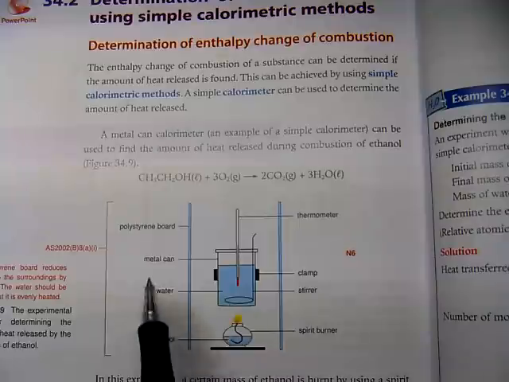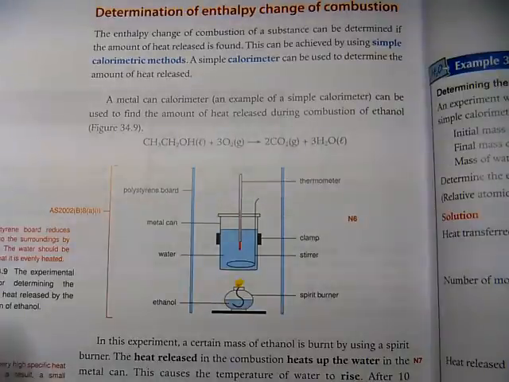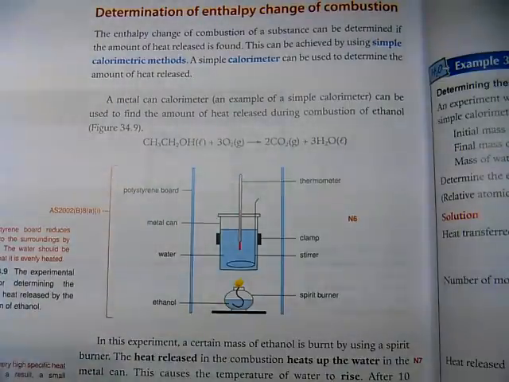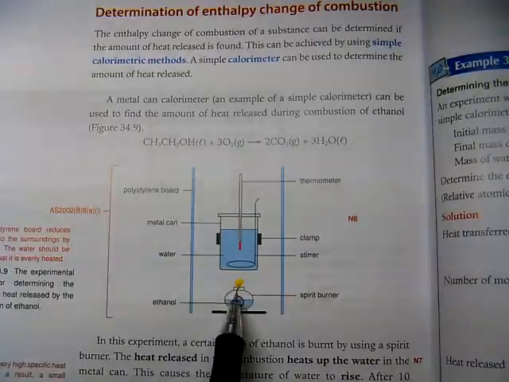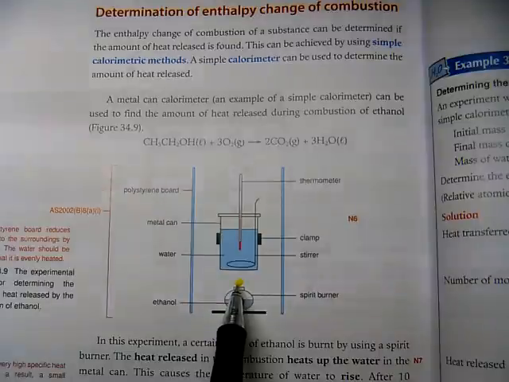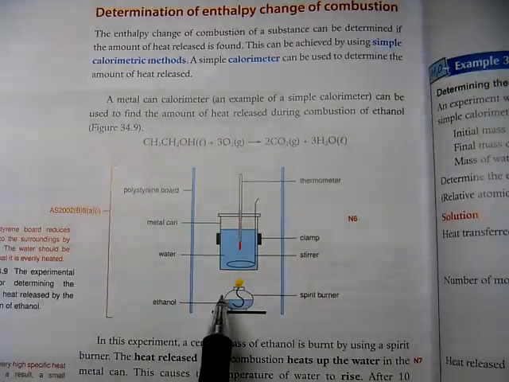Now, you are going to carry out this experiment after the Lunar New Year holiday. So let's have a look first. First of all, we have a spirit lamp or spirit burner. Inside the spirit burner, we have ethanol, methanol, or propanol. That means the fuel. If we light up the burner, that means we are burning the ethanol, okay?